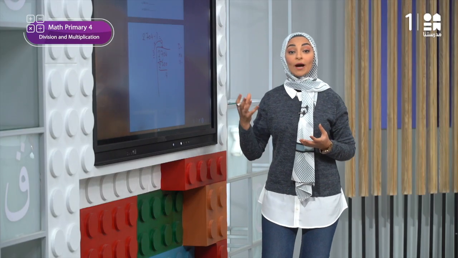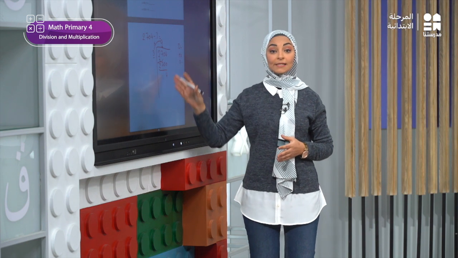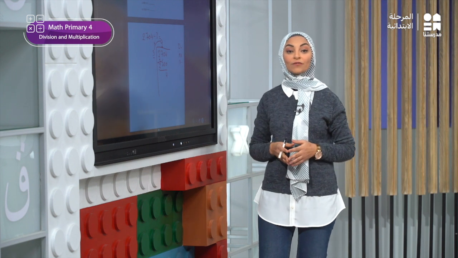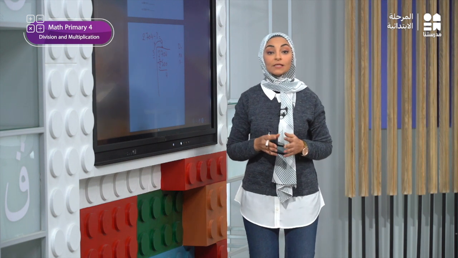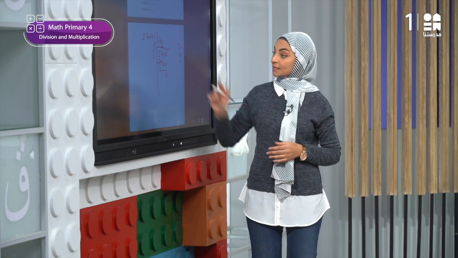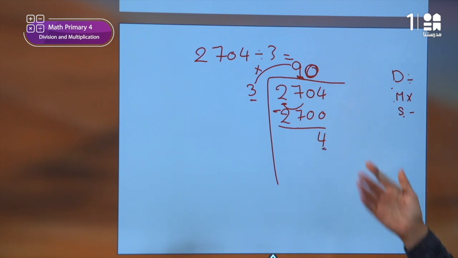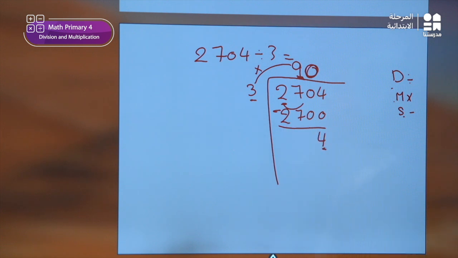We divided the hundreds now, and it's time to divide the tens. Do I have any tens here? No, I don't have any tens. So, what should we do? Yes, just like we have learned today, before dividing the ones, we need to add 0 in the tens place. So I must put 0 here in the tens place. Then I will divide the ones. 4 divided by 3 gives me what?